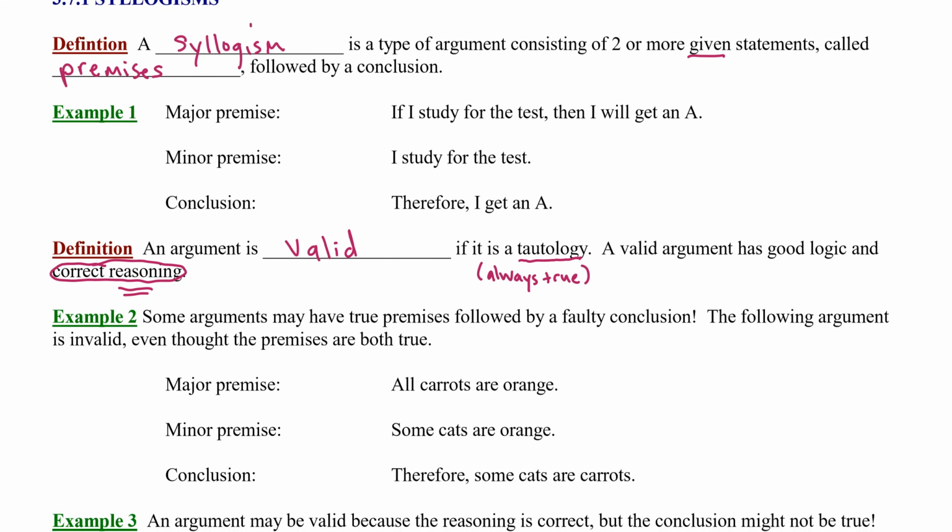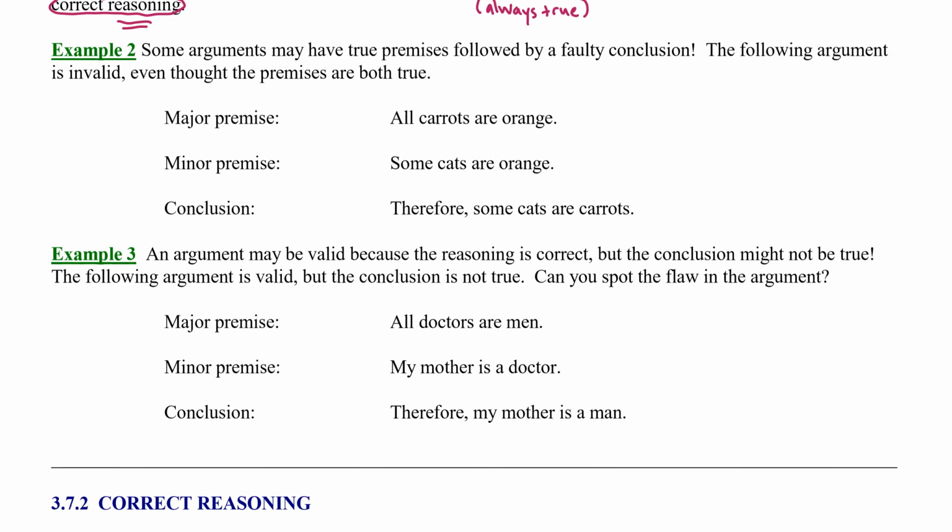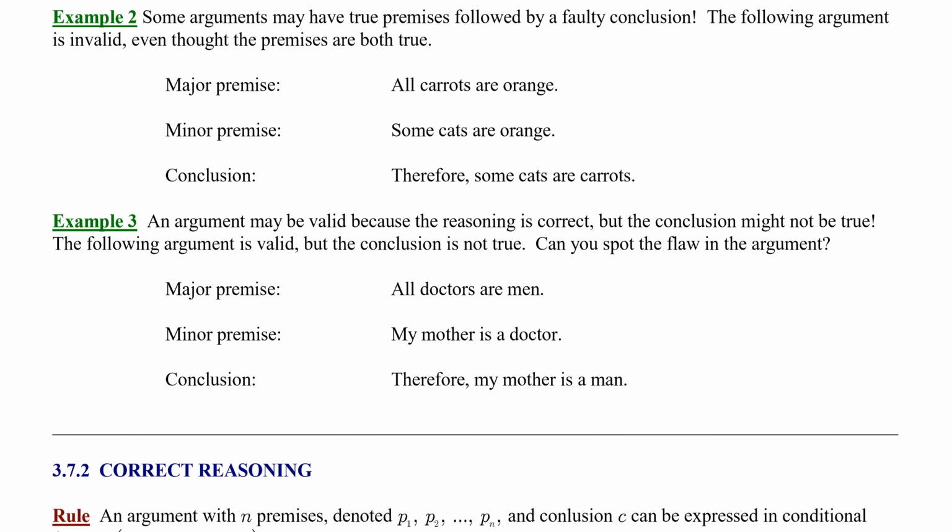So let's look at a couple of examples to illustrate this contrast. Example 2. Some arguments may have true premises followed by a faulty conclusion. The following argument is invalid. That means it has incorrect reasoning, even though both of the premises are true. So let's read the syllogism. All carrots are orange. Some cats are orange. Therefore, some cats are carrots.